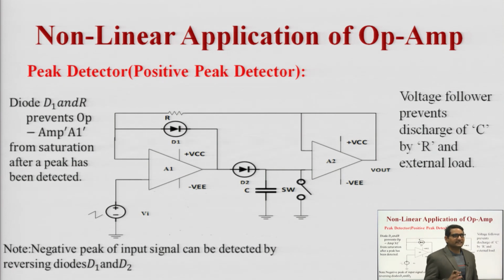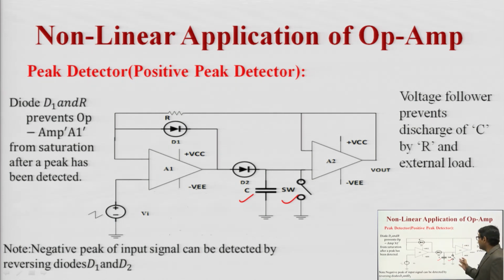So this is the circuit for the peak detector. Here we have one resistor, two diodes D1 and D2, one capacitor C, and one switch SW. The switch may be made with a simple MOSFET, P type or N type, or we can use CMOS technology to design this switch.